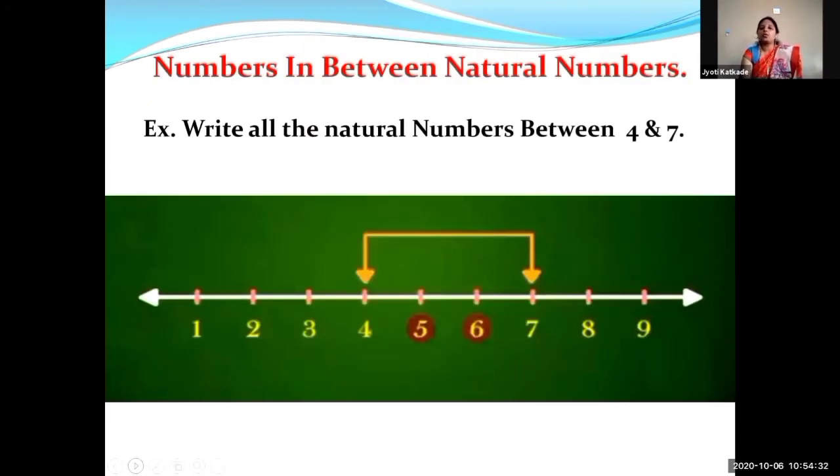First of all, we have to see numbers in between natural numbers. For example, write all the natural numbers in between 4 and 7. You can see the number line. In between 4 and 7, there are two numbers. Which are these? 5 and 6. Means the answer is 5 and 6. These are the numbers in between natural numbers 4 and 7. Now see the next example, that is numbers in between integers. So see the next slide.